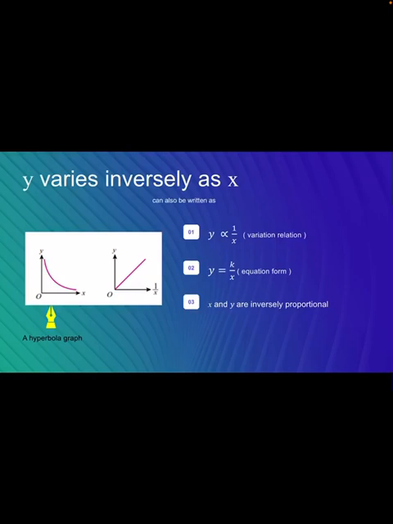In direct variation, the graph of y versus x is a straight line passing through the origin. Now for inverse variation, y versus 1 over x gives a straight line graph passing through the origin. For y versus x, we have a hyperbola graph, because of the reciprocal here.